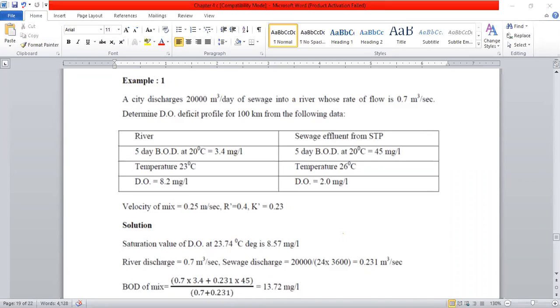Sorry, a reoxygenation rate constant 0.4. It is given as a standard for the 20 degrees Celsius temperature, or K dash is also given to you as at 20 degrees Celsius. But here is the temperature difference and that you need to find out. Okay.